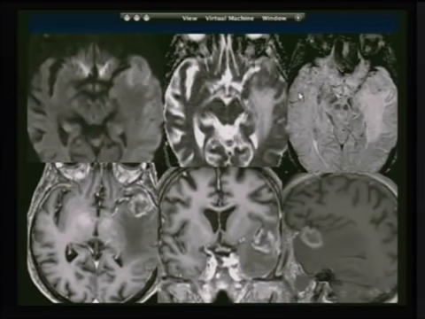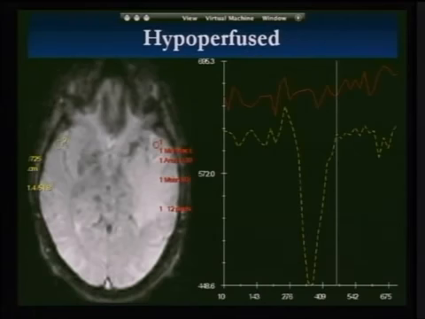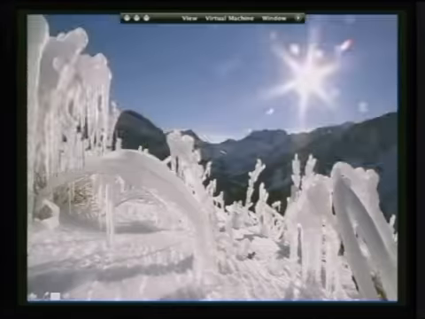So what are the suggestions? We're thinking between glioma and encephalitis, proceeding to biopsy or to spectroscopy. By spectroscopy, we discover that the NAA/choline ratio is 1.3, and this is a non-neoplastic pattern. Performing perfusion also, it is hypoperfused, and this is in favor of herpetic encephalitis, not glioma, and the patient was saved from biopsy and improved on medical treatment.